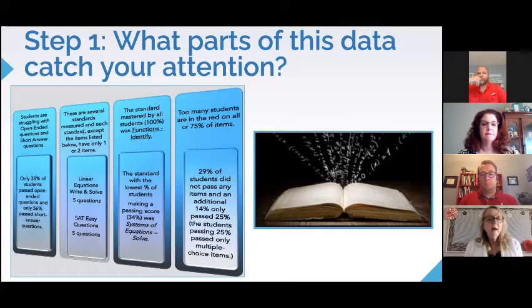And the most standout thing to me when you look at this data is all the red beside the students' names. Too many students are in the red on either all or 75% of the items. 29% of the students did not pass any items at all. And then an additional 14% only passed 25%. And the ones that they did pass were multiple choice items, which goes back to everyone having trouble with the open-ended and short answer.